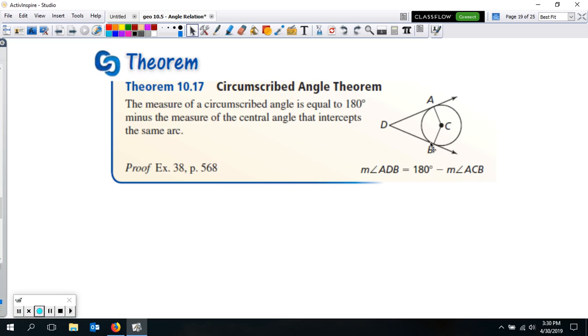But if we don't, if we know something else, like the central angle here, we can say that this angle right here is 180 degrees minus that angle ACB, that central angle. Or it's also the same thing as this arc here. That's another way we can do this.